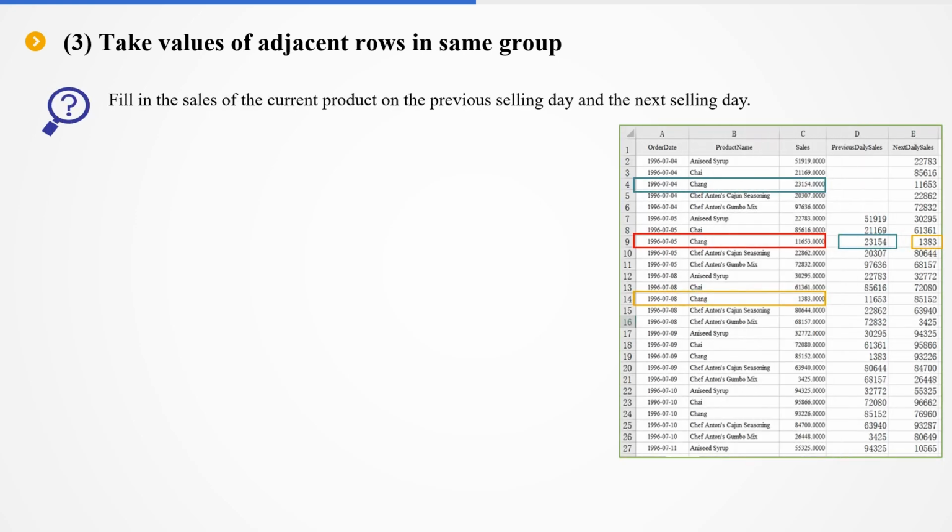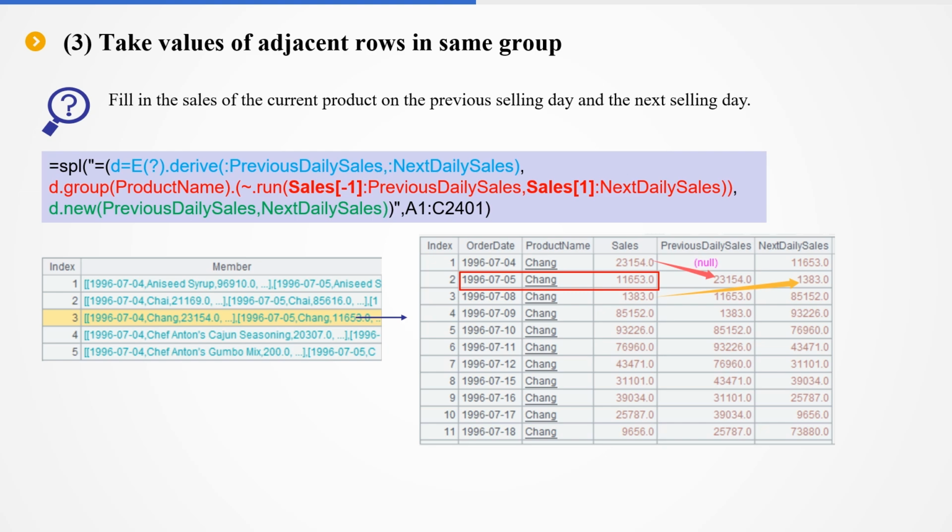3. Take values of adjacent rows in same group. We still take the above task as an example, and now we want to solve it using a different method. As shown in the figure, the red part of the formula is to group the data by product, and then directly get the values of the previous and next rows in the group, which are the sales data we are looking for. Sales[-1] in square brackets represents the value of the previous row, and sales[1] in square brackets represents the value of the next row. However, direct grouping will change the order of the data.